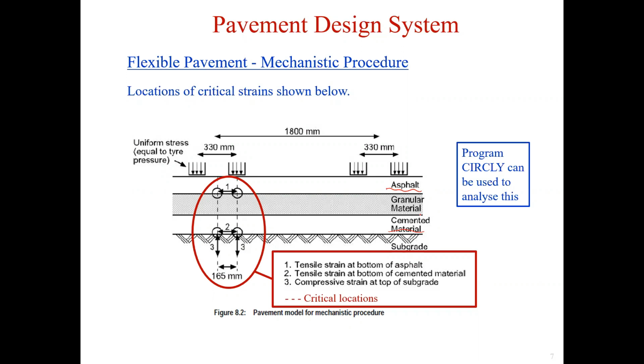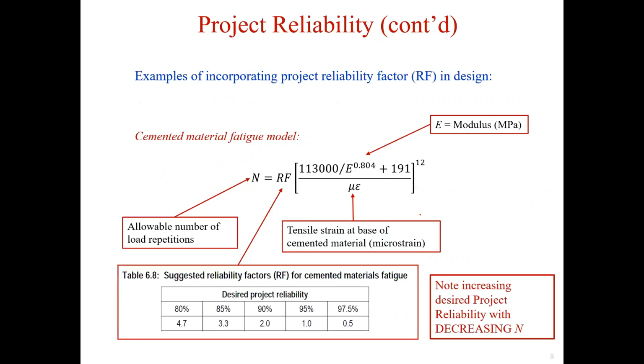So during design of the flexible pavement, we have to check these 3 locations and make sure the design value is acceptable. There are 3 damage models in these 3 critical locations: the asphalt fatigue, cemented material fatigue, and subgrade rutting and the loss of surface shape.